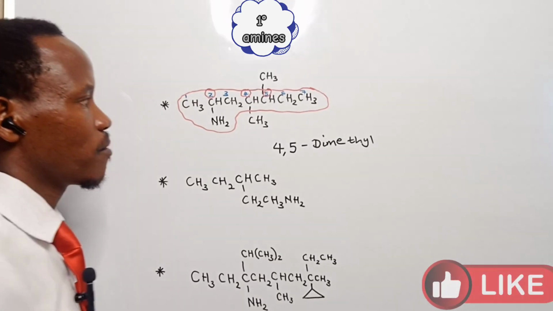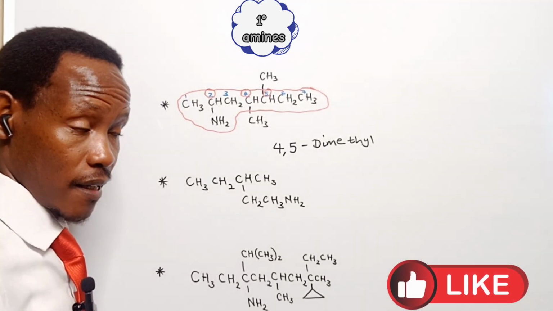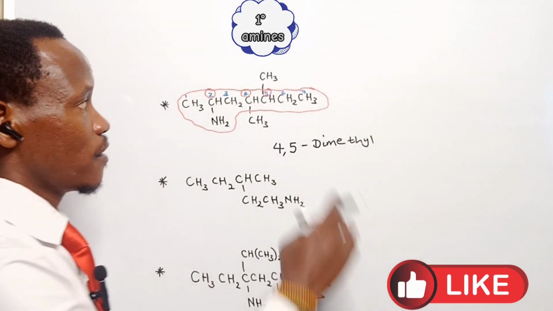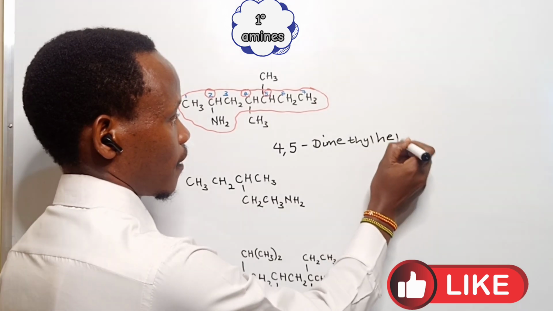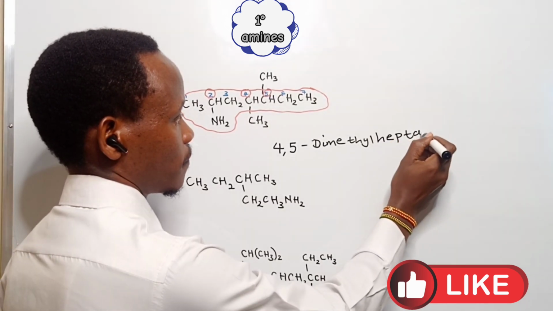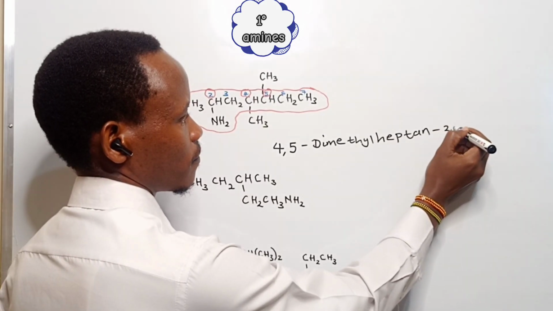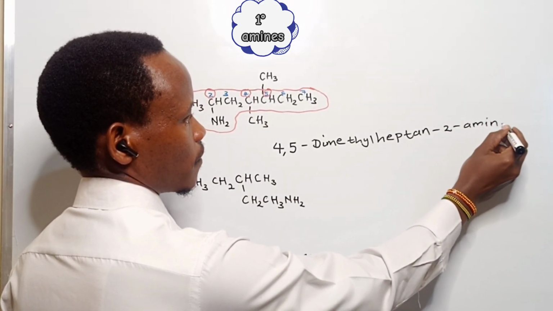So at this step, we have already written the alkyl substituents. Then what is the parent chain? The parent chain is to deal with heptane. Then on position 2, we have our amine.